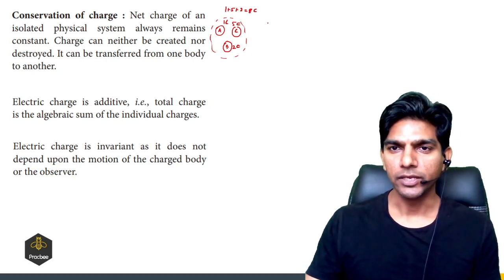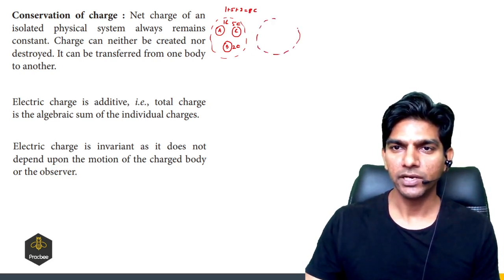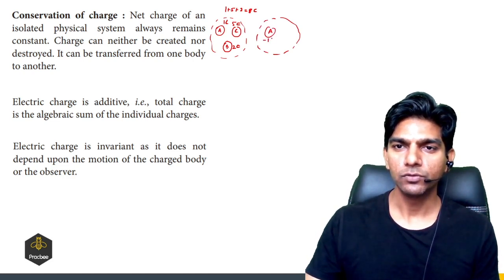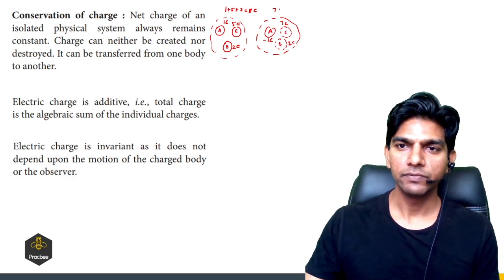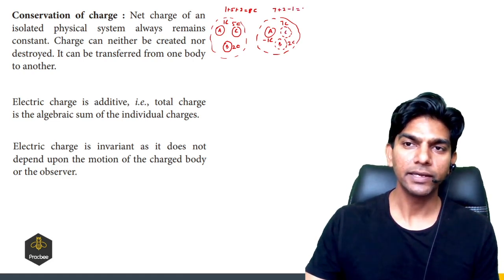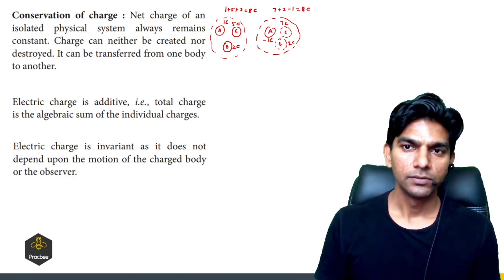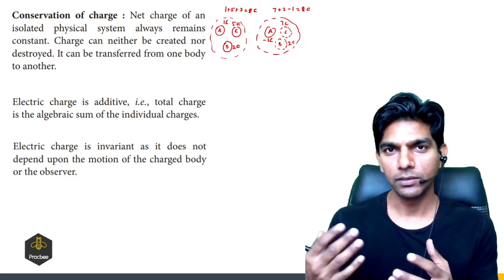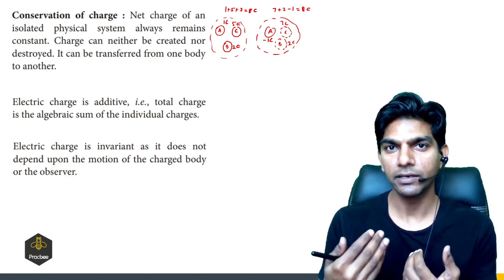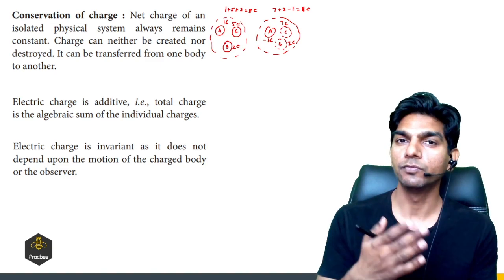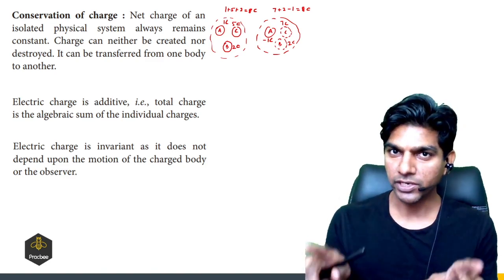And say after some time the charge on A becomes minus 1 coulomb, and charge on C becomes 7 coulomb, and charge on B remains the same, 2 coulomb. Can you see? 7 plus 2 minus 1, again the charge will remain the same. So if there are multiple particles in a system, they can interact with one another, they can transfer charge from one body to another, but overall charge will remain conserved.